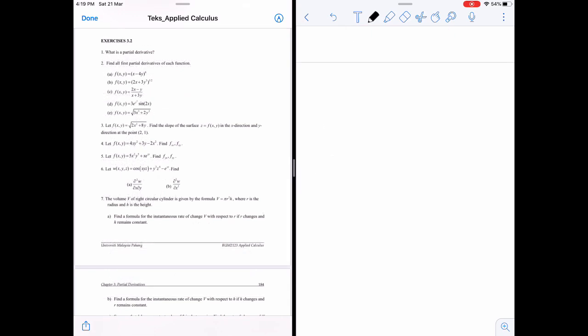Okay, let's discuss one question in exercise 3.2 for higher order partial derivatives. Let's see question number 4. We have f(x,y) equal to 4xy squared plus 3y minus 2x squared. We have been asked to find fxx and also fxy.